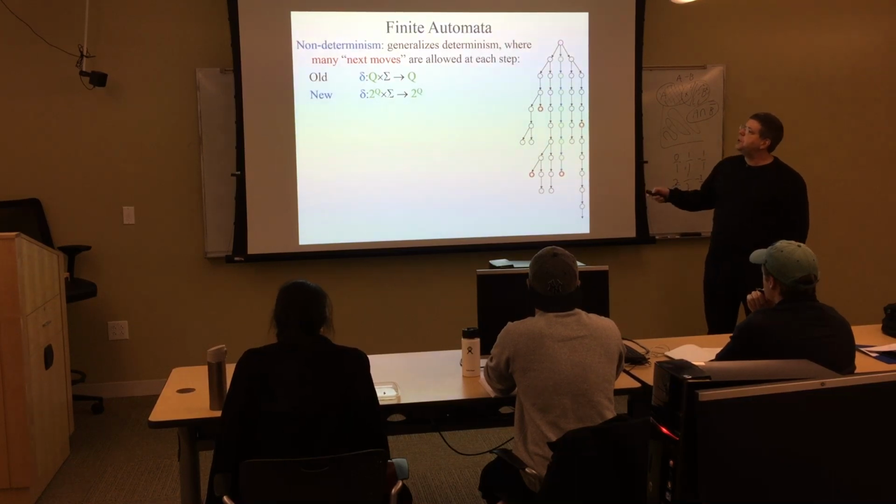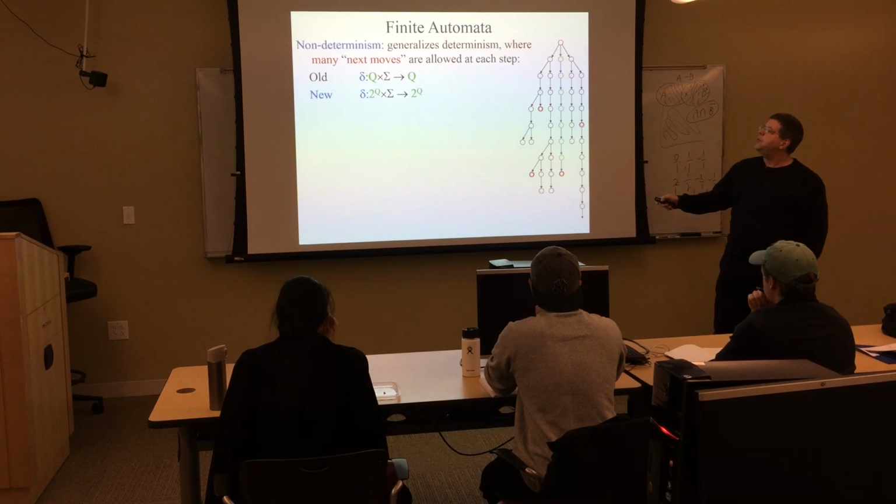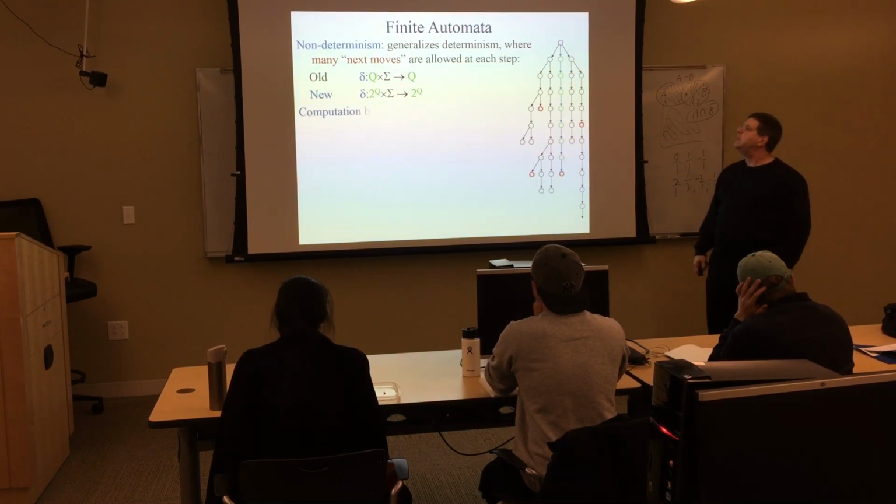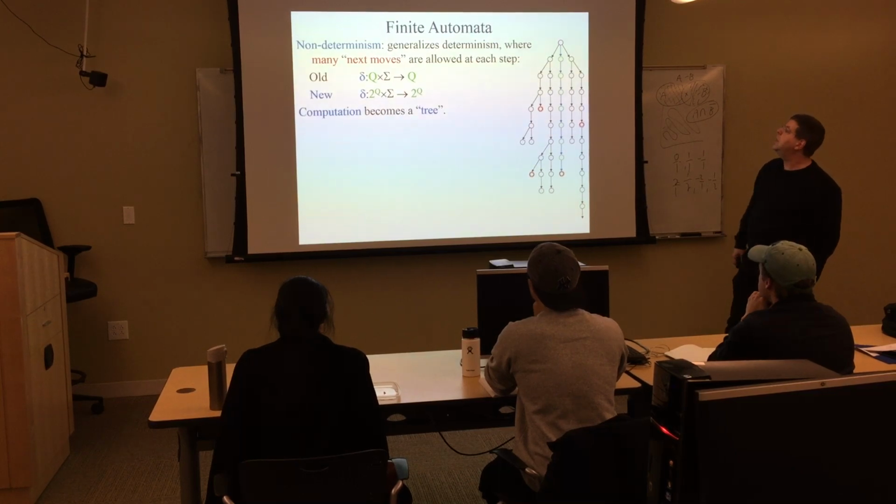In terms of the transition function type, instead of taking you from a state and a symbol to a new state, you go from a set of states and that same symbol to another set of states. So the type takes you from a member of the power set to a member of the power set, from a set to a set of states, as opposed to from a single state to a single other state. So the computation becomes a tree.